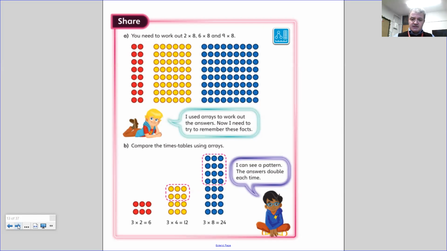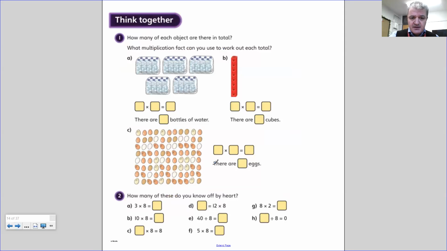Okay, now you'll see here, the next question is really what we were doing. So this is an array representation of the doubling and double again. As simple as that. Okay, so that's one of the focuses we've been looking at today, doubling and doubling again.